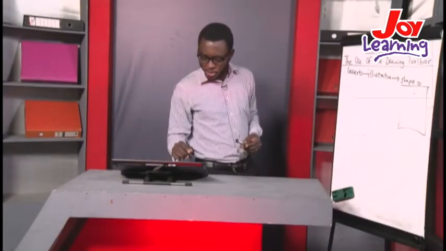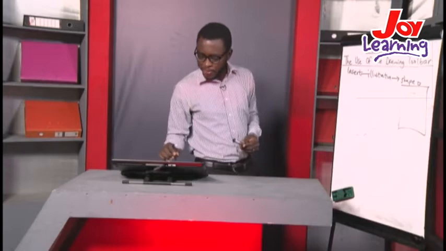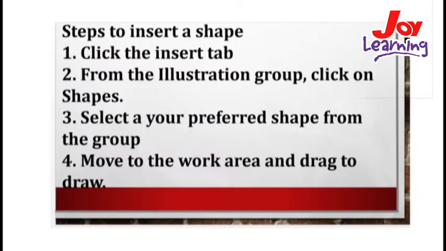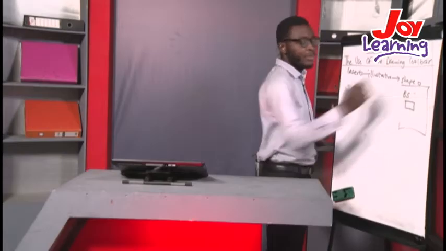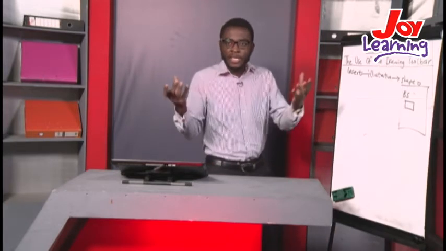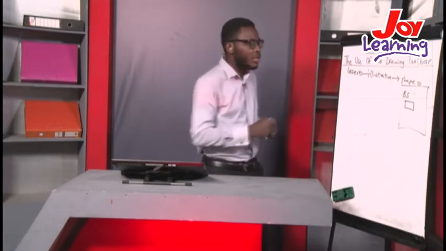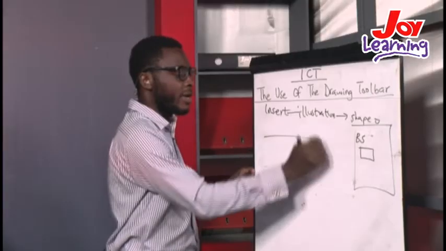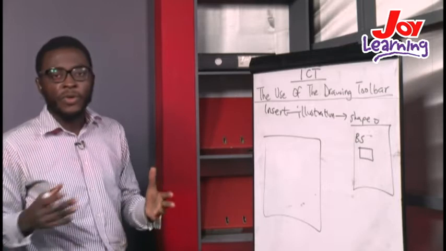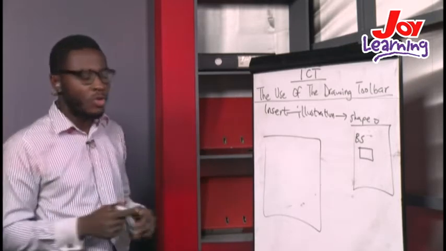geometric group. In the geometric group here, or the basic shape here, we have the text tool, the rectangle tool, the triangle, the circle, the oval, and the heart. So we move to that group, the basic shape, and then we select the rectangle because a square can be obtained, or we can get a square from a rectangle. Then you move to the work area there. The work area is the white blank space provided for typing or for inserting of documents.